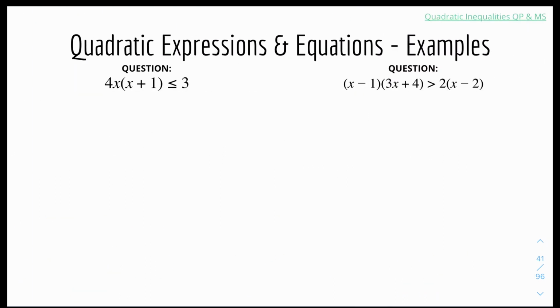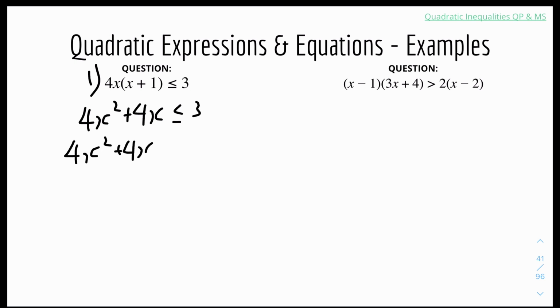And then we have more questions right here. We have 4x, bracket x plus 1, is smaller than or equal to 3. So let's just expand the bracket to become 4x squared plus 4x is smaller than or equal to 3. Then just bring it over to the other side: 4x squared plus 4x minus 3 is smaller than or equal to 0.